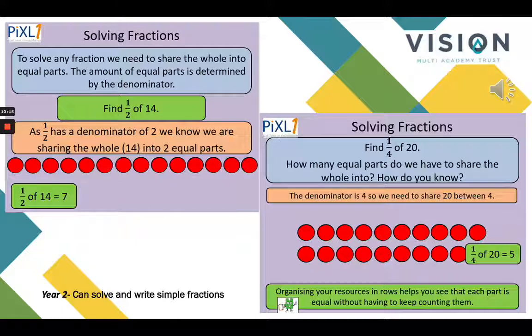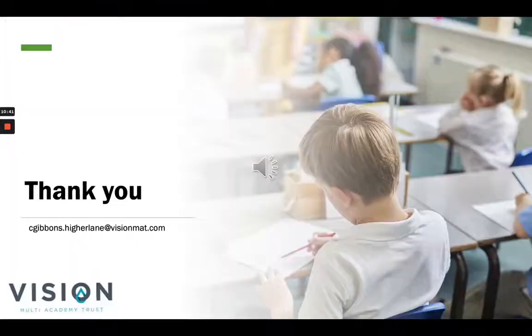We know that the half has got a denominator of 2, therefore we know that we're sharing the whole 14 into 2 equal parts. So we can move the counters or we can make jottings around and show that we've split them into 2 equal parts of 7. And the same principle can be done for finding 1/4 of 20. You can use physical counters, jottings, anything that children need to help them visualise how they are finding the fractions.